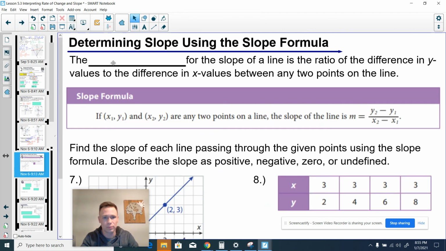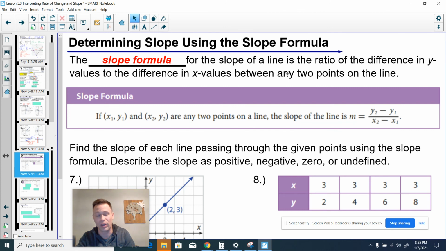All right, so determining slope using a slope formula. There is a formula for slope which we could use when we're not on the graph, but we can verify it with a graph as well. So the slope formula for the slope of a line is the ratio, and it's not anything different than what we've been describing.